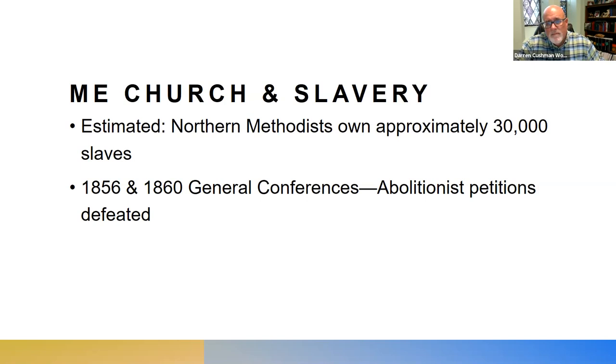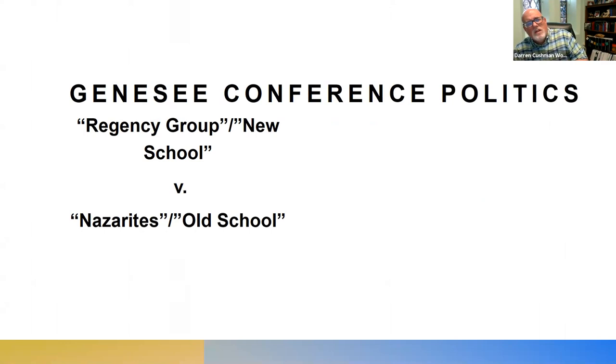So specifically, this gets played out in the Genesee Annual Conference, which is upstate New York. And the language they used at that time, in terms of the church, the conference politics, is that the folks who were accommodating of those innovations were called the Regency Group. And the folks around B.T. Roberts and others were known as the Nazarites. The other way they referred to it was is that the Regency Group, those folks, they were New School Methodists. And the Nazarites were Old School Methodists. We're going to go back to the way Wesley told us how to do it.